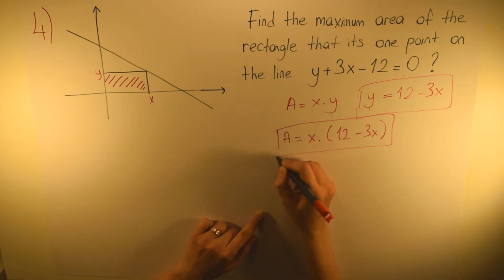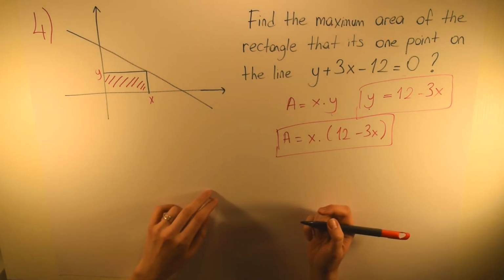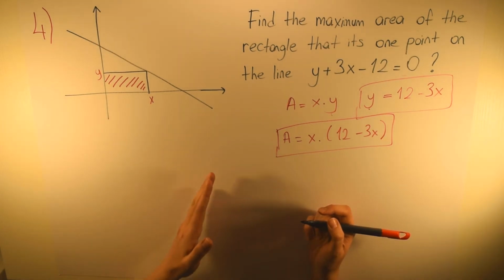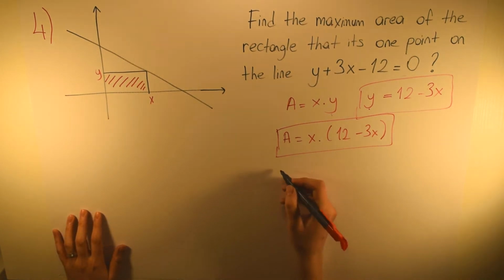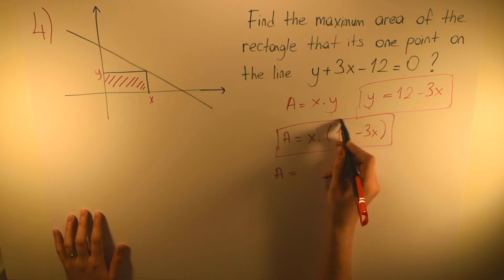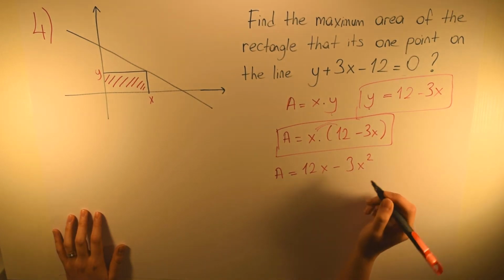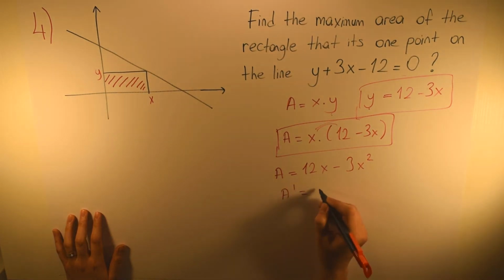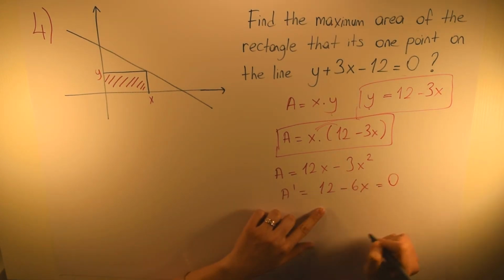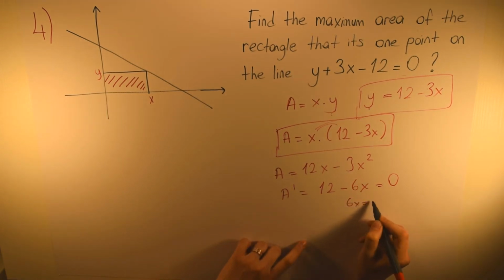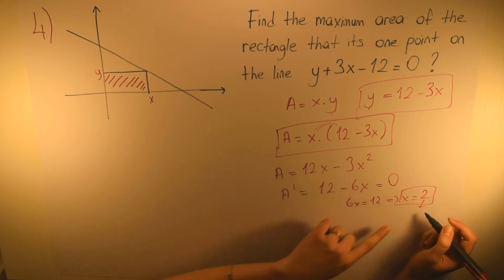Okay, so how can we find the maximum area of this rectangle? We know that the maximum value it can get is the value that makes its first derivative equal to 0, right? So let's do that. Area is equal to, let's multiply this, 12x minus 3x squared, right? So its first derivative is equal to 12 minus 6x. I will make this equal to 0. So from here 6x is equal to 12 and x is equal to 2. So this 2 is our critical point.